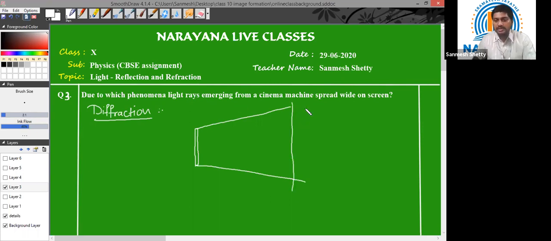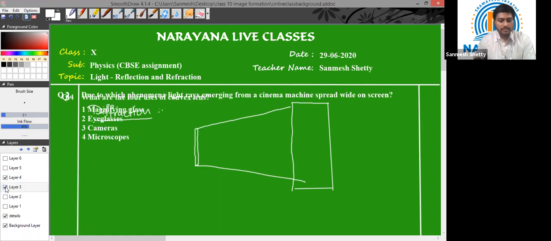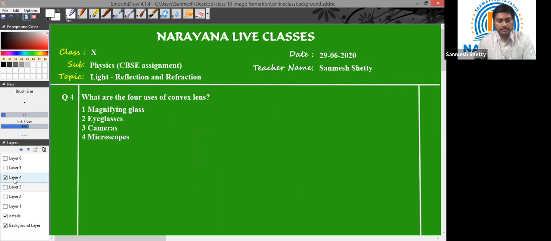So if we keep a screen somewhere here, like this, the light which is coming out from the slit of the cinema machine will be spread wide on the screen. So this is due to the phenomena of diffraction. Okay. So let us proceed to our next question.